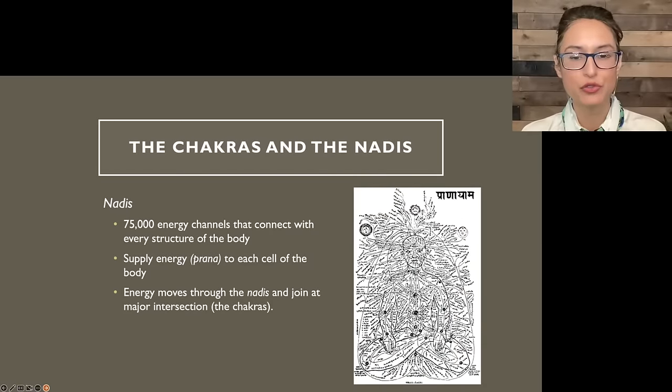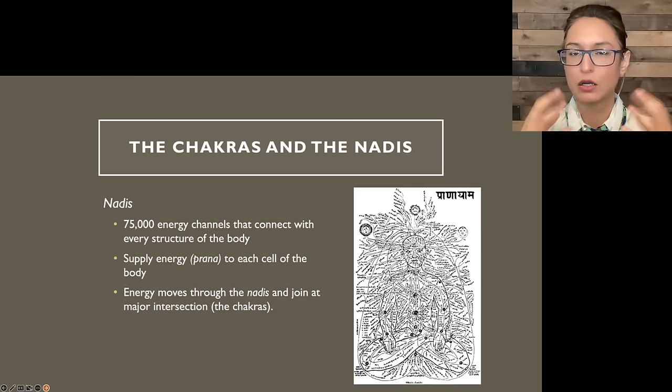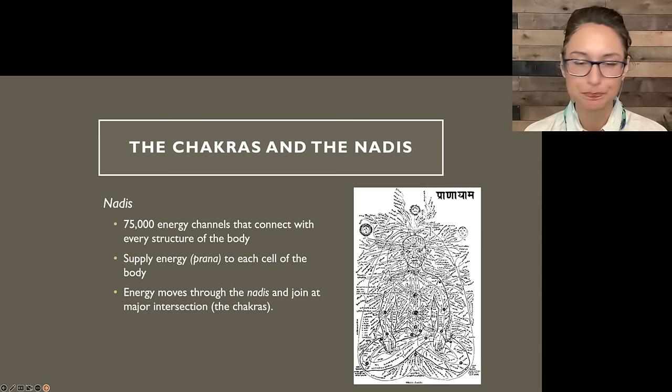The energy moves through the nadis and joins at major intersections, which are called the chakras. And that's why I've spent more time understanding how the chakras work, because they're essentially showing me how these 75,000 different energy channels are ultimately communicating with the body and mind.